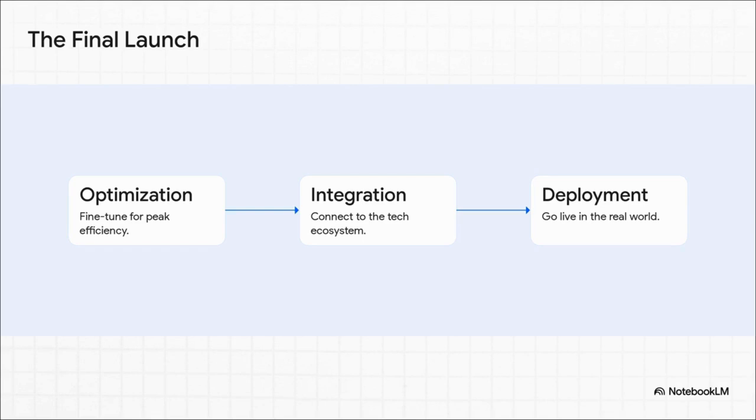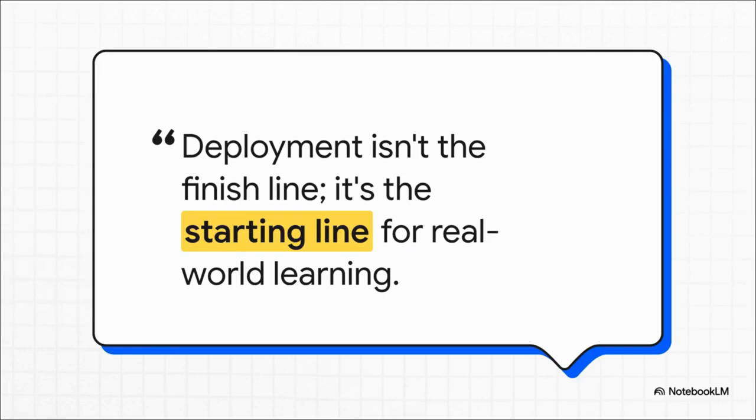So after optimizing for latency, we execute system integration. An AI model does not live in a vacuum. It requires a really robust MLOps pipeline to interface seamlessly with existing APIs, databases, and user front ends. And finally, deployment. We go live. The model leaves the totally sterile, safe environment of the lab and enters the chaotic, unpredictable real world. And if there is one absolute truth you take away from this entire architecture, it's this. Deployment isn't the finish line, it is the starting line for real-world learning.